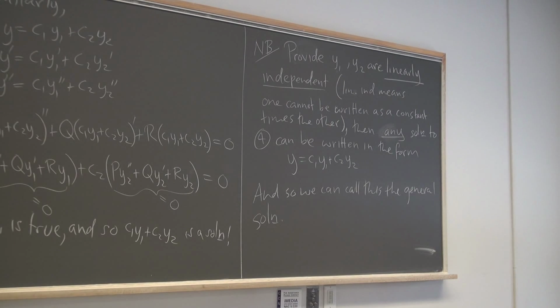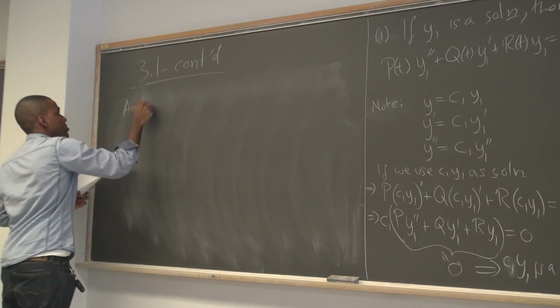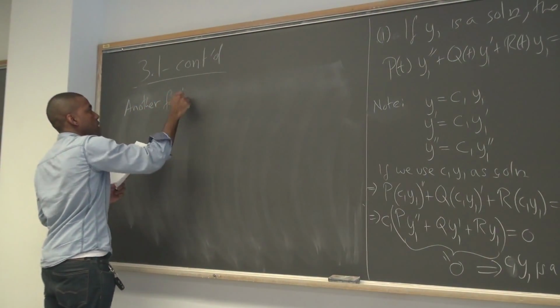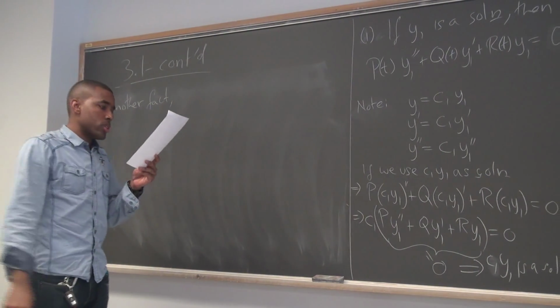So we're in the facts stage about the second order linear equation. Some facts. Another fact. Again, it will be justified more in 3.2.